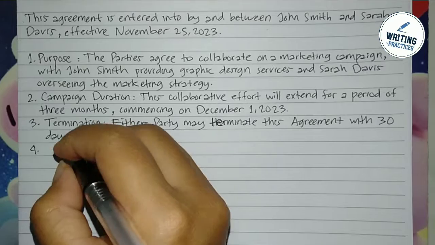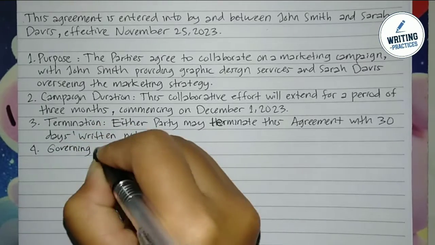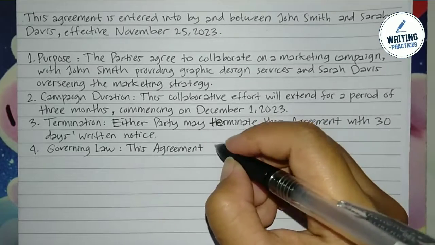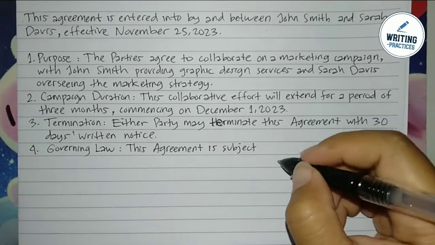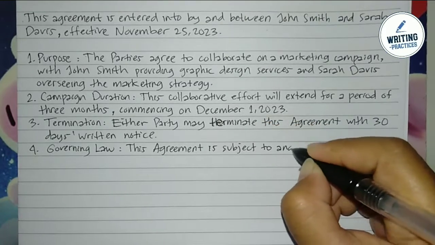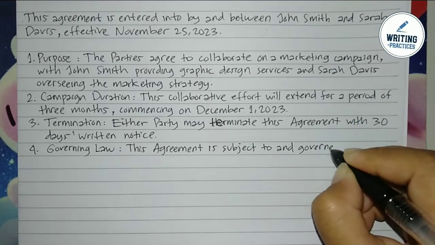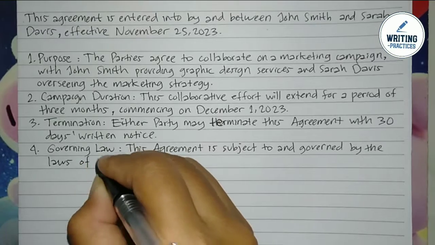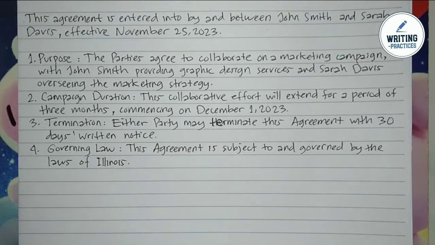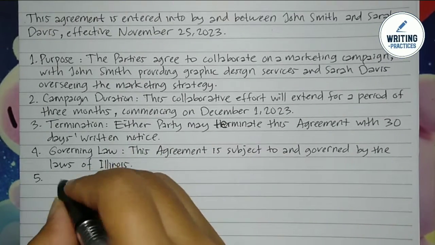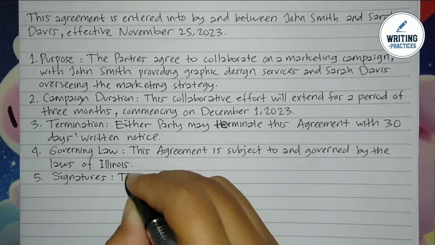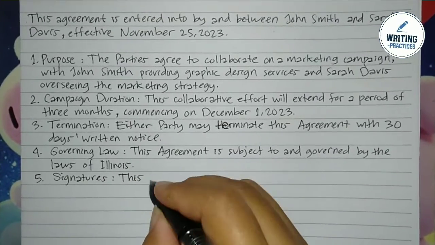Number 4. Governing law. This agreement is subject to and governed by the laws of Illinois. You may also write the details about it or just enclose it along with this letter. Number 5. Signatures. This agreement may be executed electronically.